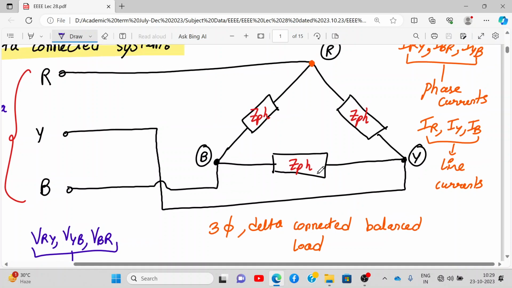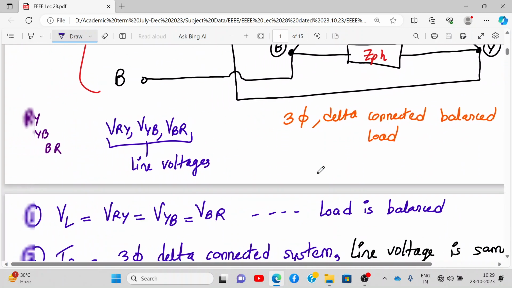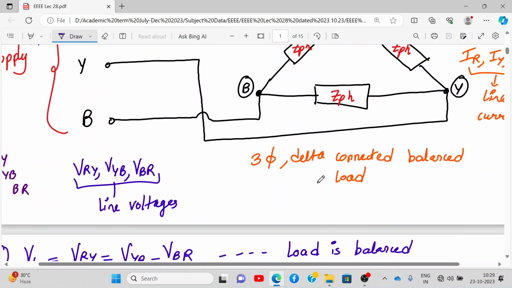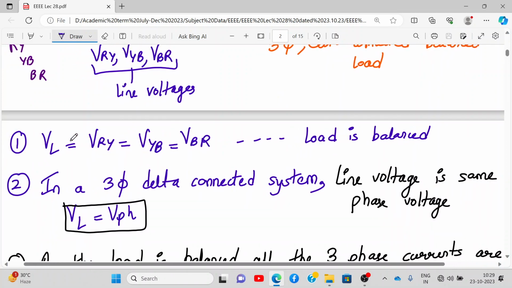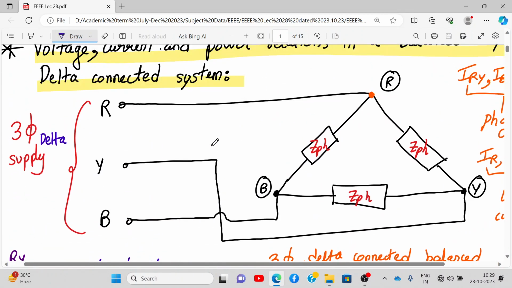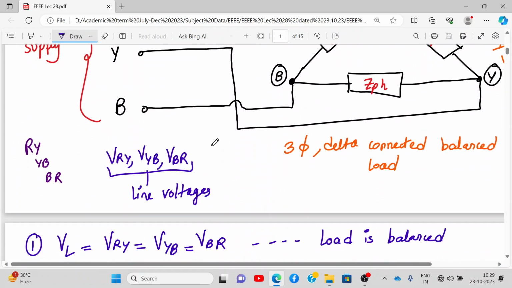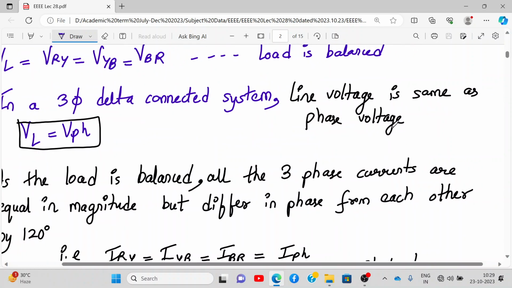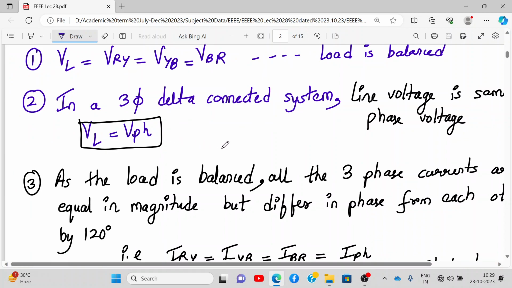So this is three-phase delta connected balanced load. Write down the line voltages VRY, VYB and VBR. Since the load is balanced, all my line voltages are same. So VL is equal to VRY is equal to VYB is equal to VBR. Please write them now. And here, since this is a delta connected system, my line voltage and phase voltages are same. My line current and phase current are different. So write down, in a three-phase delta connected system, line voltage is same as phase voltage. That means VL is equal to V phase.